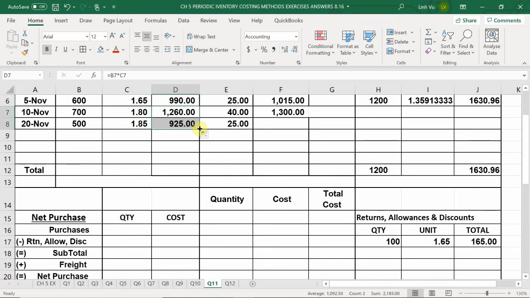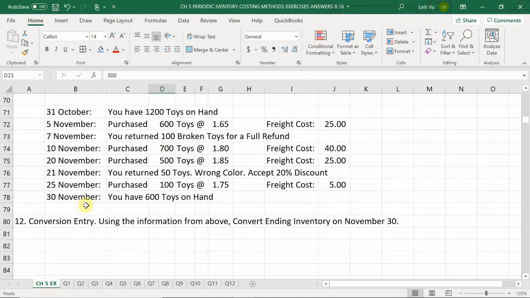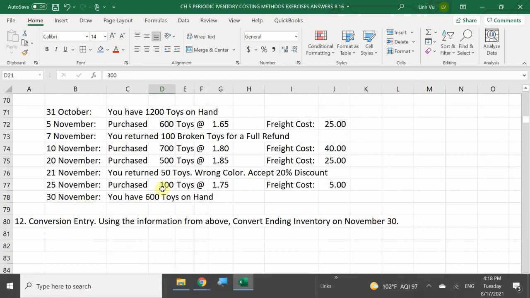$925. Okay. Plus 950. Good. So then on November 21st, we ended up returning 50 of the toys. They were the wrong color and the seller is willing to accept a 20% discount. Okay. So then again, you return 50 toys, the wrong color, and willing to accept a 20% discount.